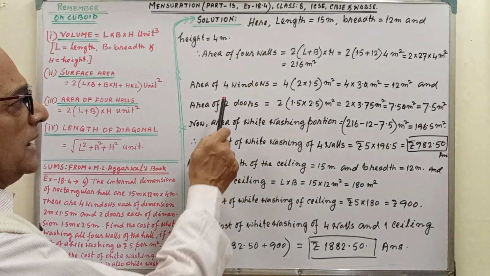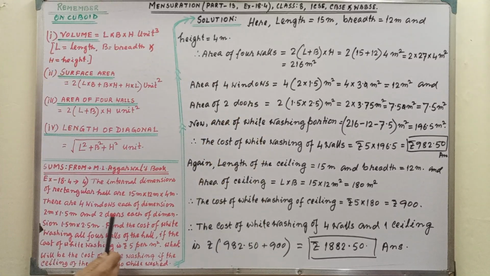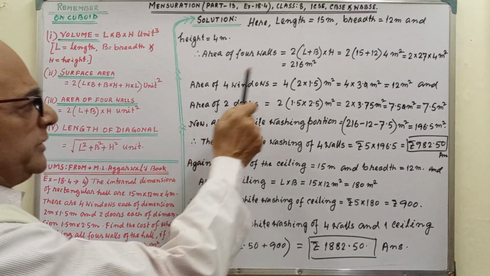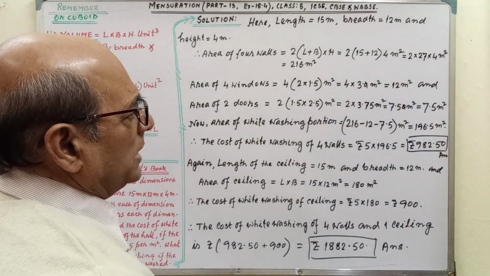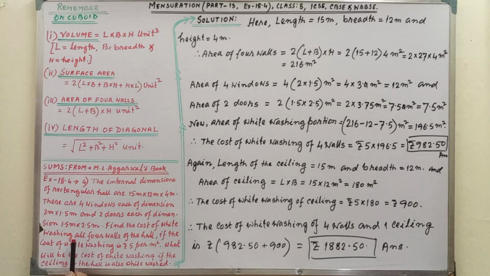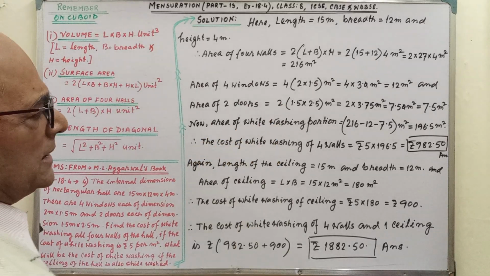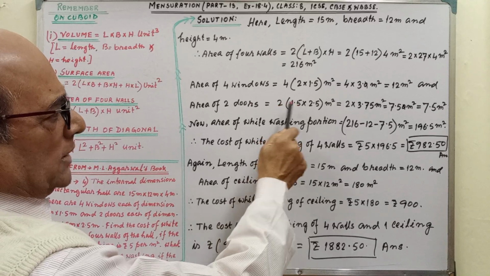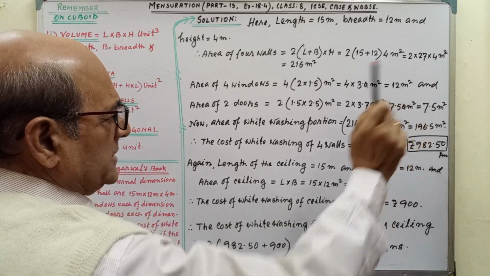First we have to find out the area of the 4 windows. The dimension of the windows is given, 2 meter and 1.5 meter, and there are 4 windows. This is why 4 into length into breadth. By calculation it is coming 12 meters square. And area of 2 doors: the dimension of the doors is given 1.5 meter and 2.5 meter, and there are 2 doors. This is why we have to multiply the area with 2, that is 2 into 3.75. By calculation it is coming 7.5 meters square.